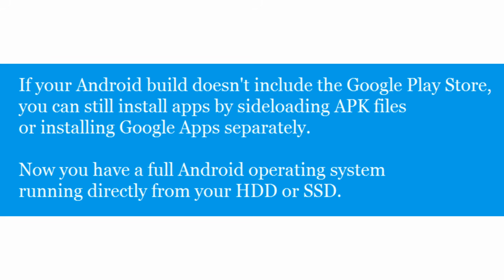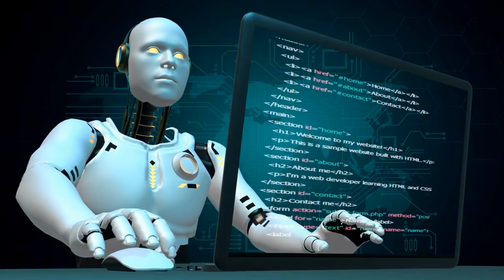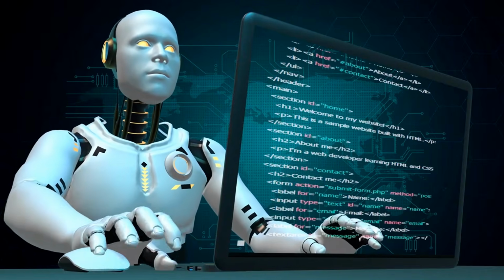If your Android build doesn't include the Google Play Store, you can still install apps by side-loading APK files or installing Google Apps separately. Now you have a full Android operating system running directly from your HDD or SSD. That's how you install Android OS on a PC or laptop, just like installing Windows.